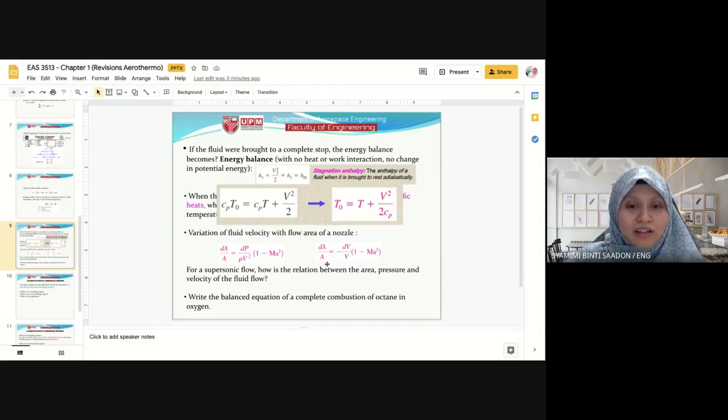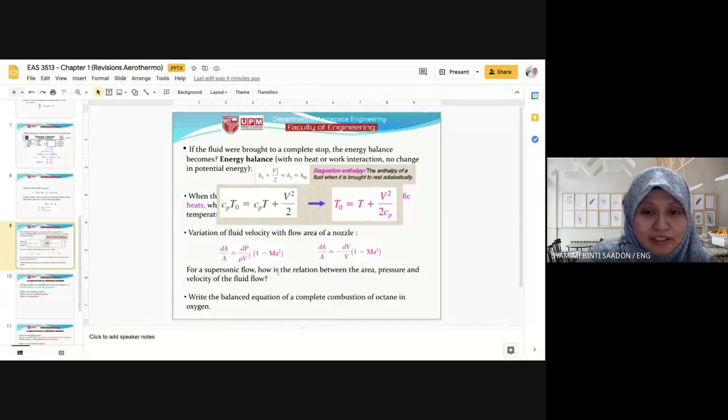Okay, so next questions. These are the last two questions. Variation of fluid velocity with flow area of a nozzle. So high speed gas flow, you have a nozzle. Remember the convergent divergent nozzle, the CD nozzle. We need to use the CD nozzle in order to get a supersonic speed flow. So, variation of fluid velocity with flow area.